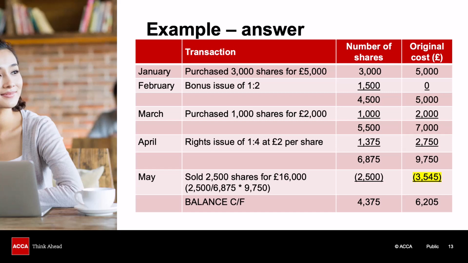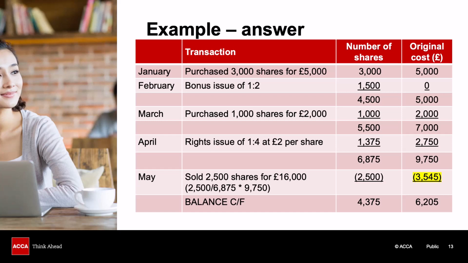In February we had this bonus issue of 1 to 2. So 1 free share for every 2 she already has. So that means she already had 3,000 shares at this point. So for every 2 shares she's got, she'll get an extra 1. So that means she gets an additional 1,500. 1,500 shares at no cost though, because remember, bonus issues are free.